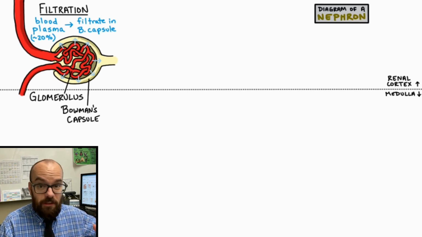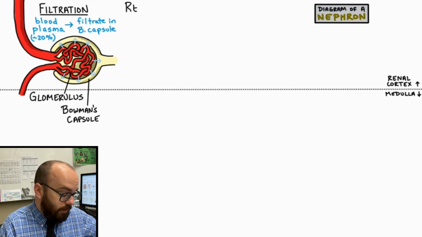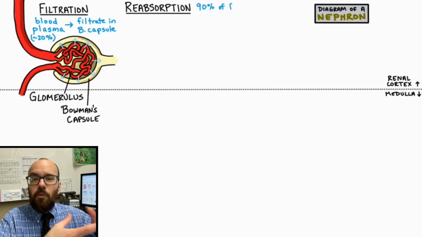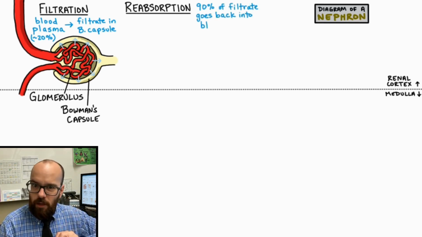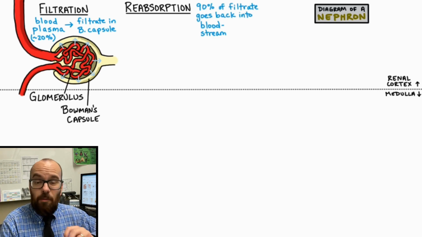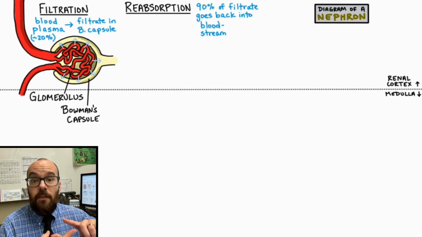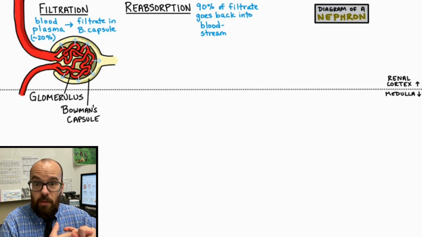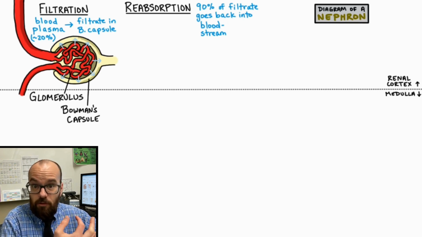filtration is not the only thing that's going to occur. We also have the process of reabsorption. So we're going to take a lot of fluid out of our blood, but we're going to put most of it back, and we're just going to keep out stuff that we want to get rid of. That could be water if we have too much water in the body. It's going to be other wastes that we're trying to get rid of. It's going to be salts if we have too much salt in the body.